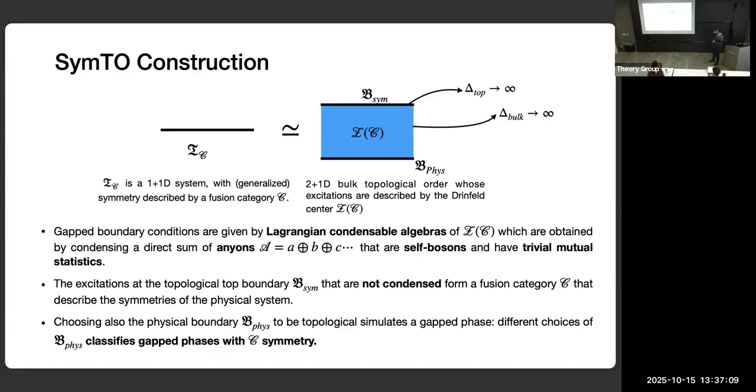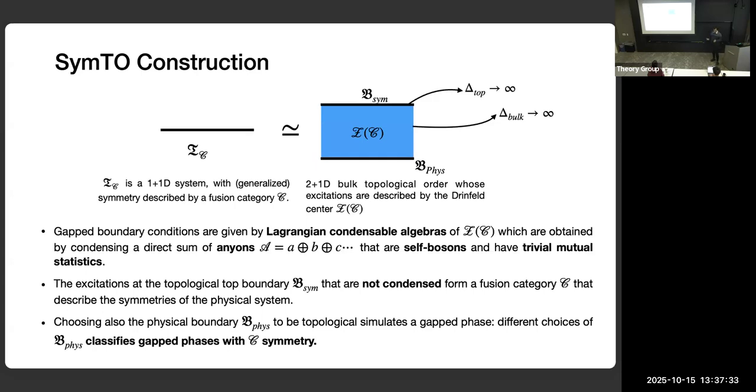Then, as I said, we choose some top boundary that is gapped. There are some anyons that are not condensed at the top boundary. They'll form their own fusion category, the defects at the top boundary, which will essentially be the symmetry operators that can act on the bottom boundary. So that's how the top boundary can decide what the symmetries of this physical system are.